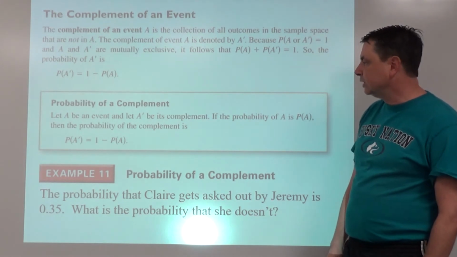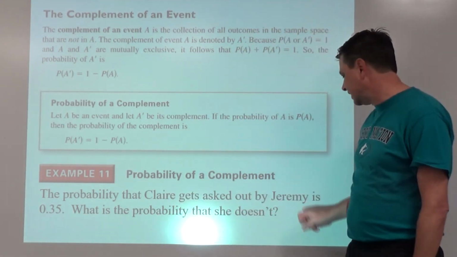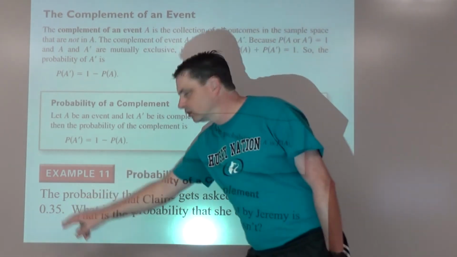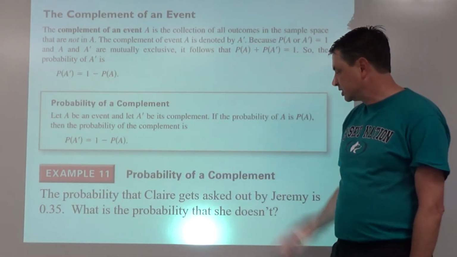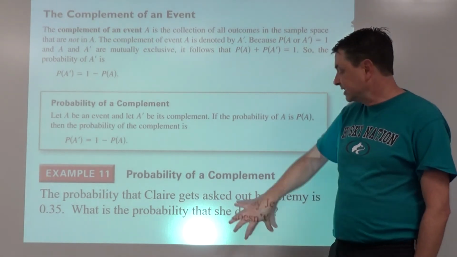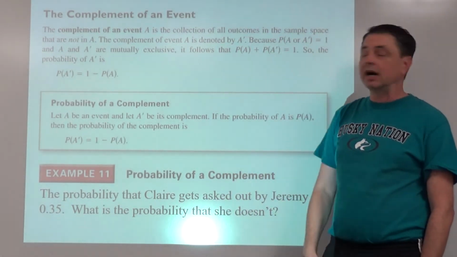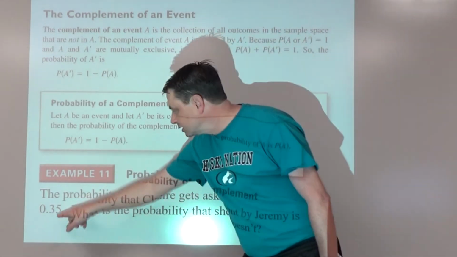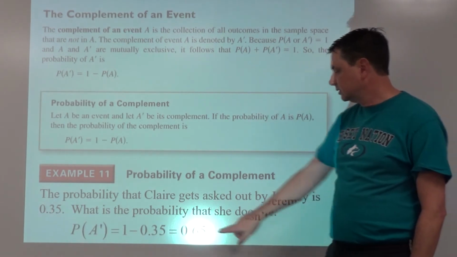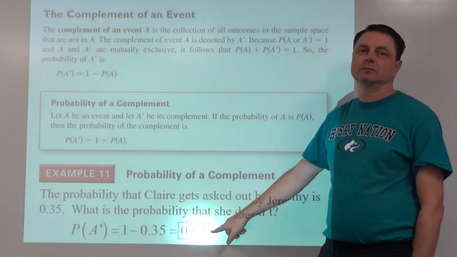All right, so example number 11, probability of a complement. The probability that Claire gets asked out by Jeremy is 0.35. What's the probability that she doesn't? Okay, so doesn't is the complement to does, since the opposite. So 1 minus 0.35 is our probability of 0.65.